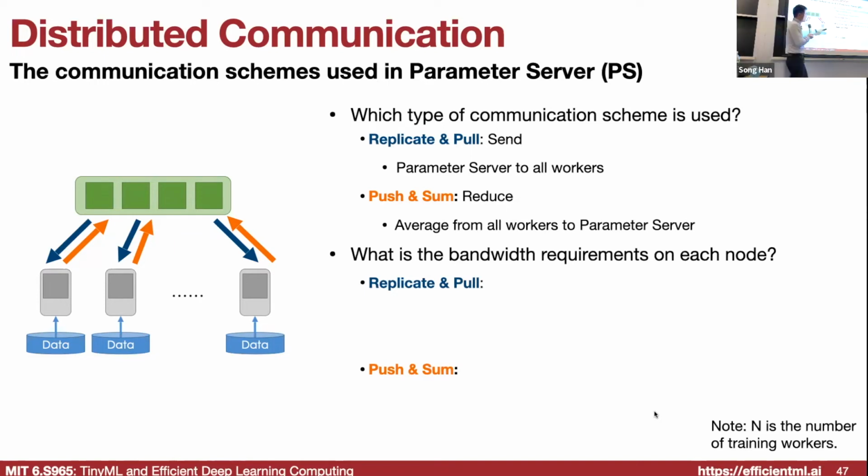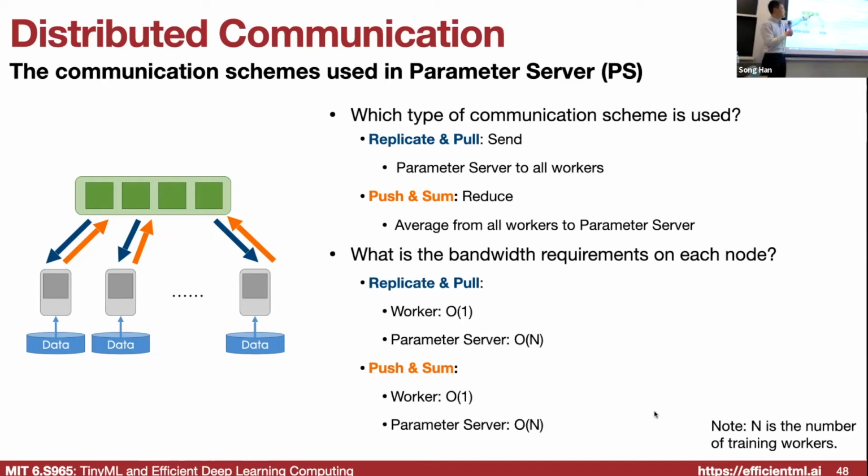Okay, so in this case, what is the bandwidth requirement for each node, for the pull operation and also for this sum operation? Assuming we have n nodes, where n is the number of training workers. For the worker, we just need a bandwidth of O(1), since we only need to receive one piece of model. But the parameter server is responsible for sending n copies of the model to each worker.